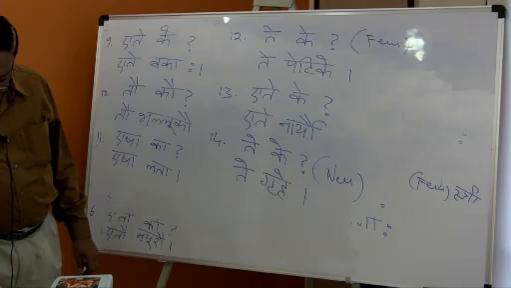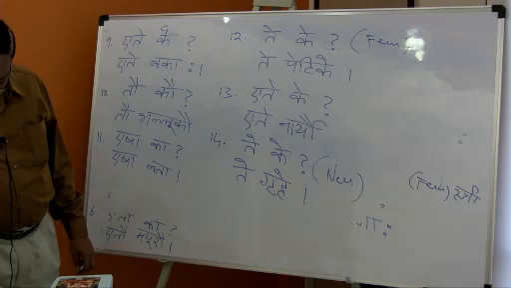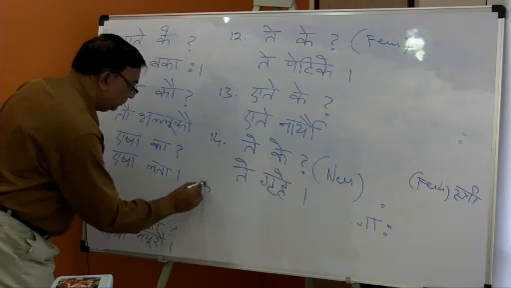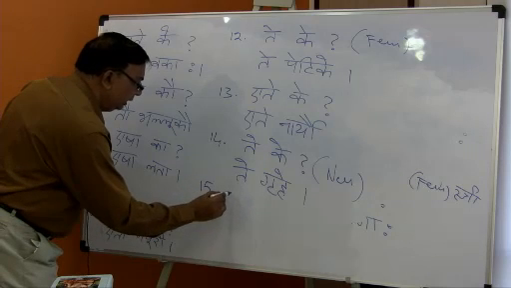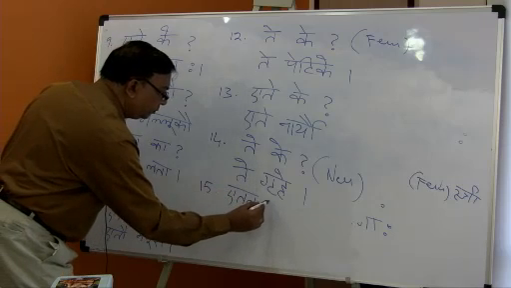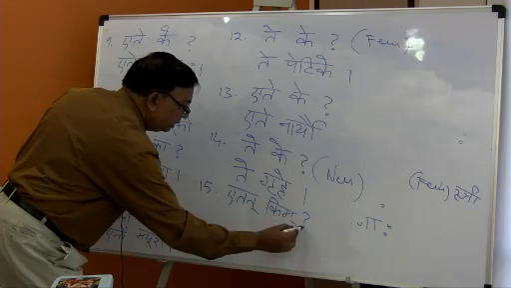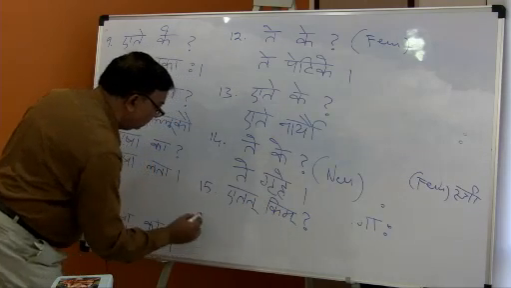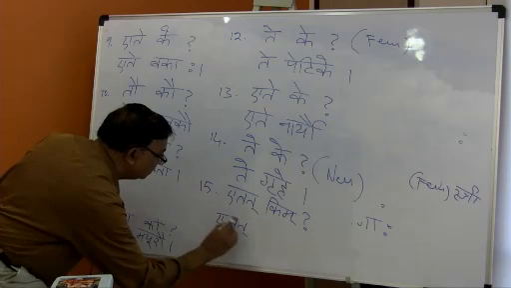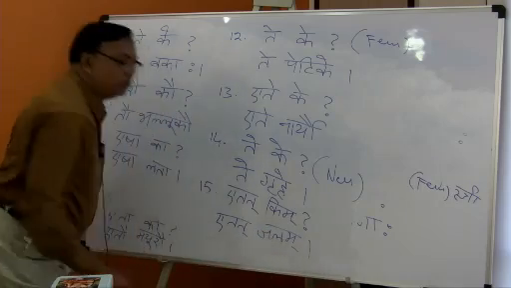And the 15th one, there is only water in a glass. So what is this? You have to make a sentence. Using etat, kim. What is this? The answer is etat jalam. This is water. This is the answer.